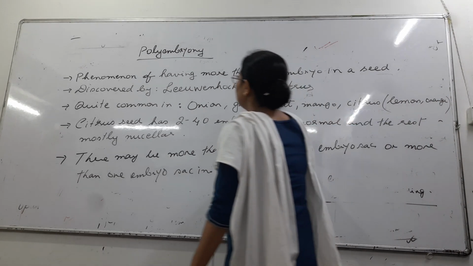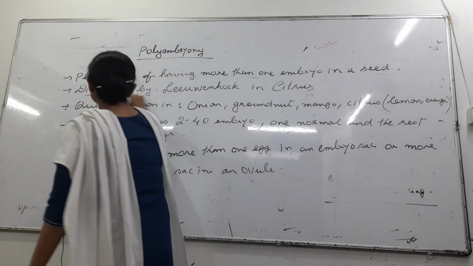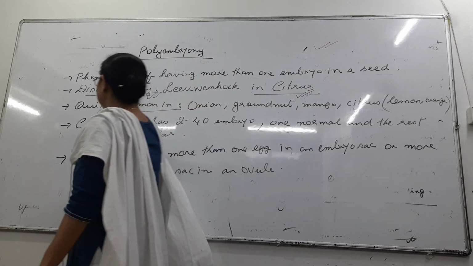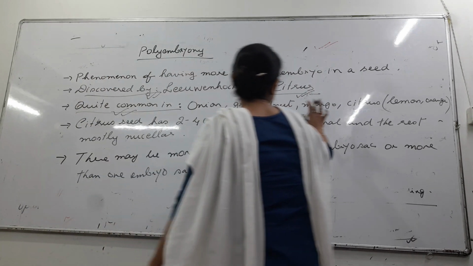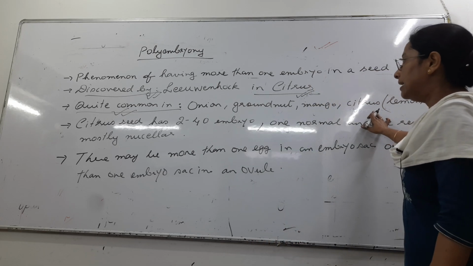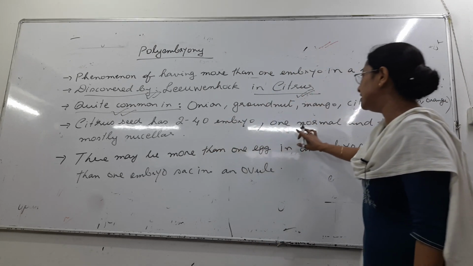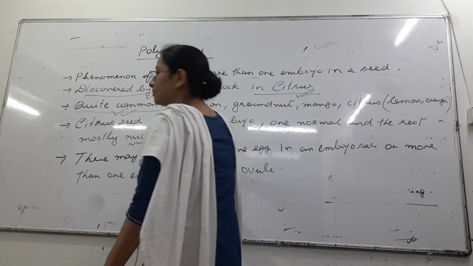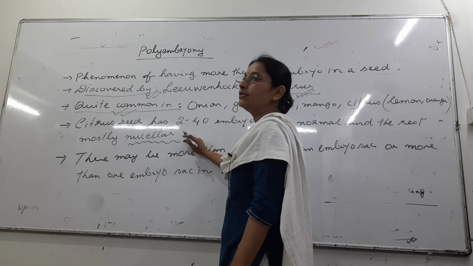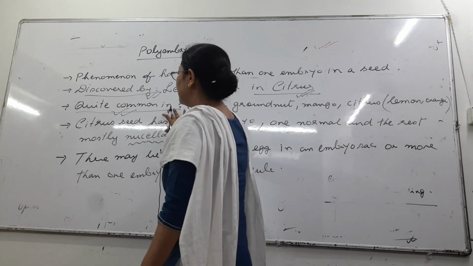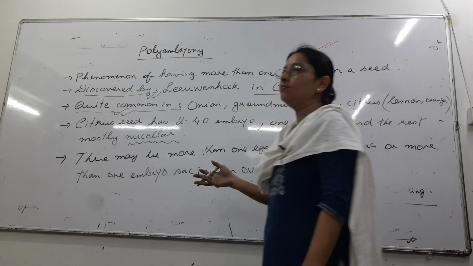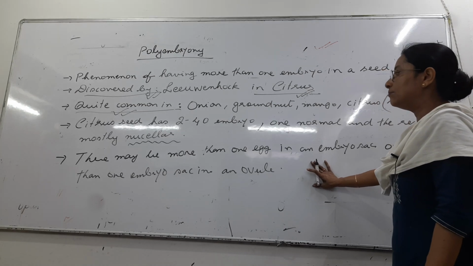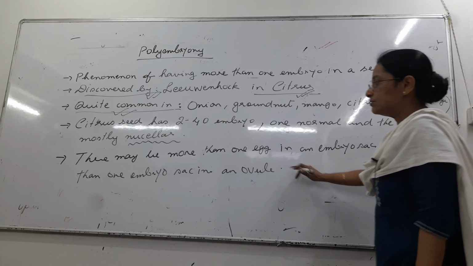So out of this, what is polyembryony? We understood the definition. What is important is who discovered it and where it was discovered. Next, examples are important, right? Onion, groundnut, mango, citrus, etc. Whenever we talk about this, we remember what? Sporophytic budding, right? So polyembryony could result from sporophytic budding also. The most common is sporophytic budding. And what could be the reason? When there are many eggs, there can be many embryos, right? So this could be the reason.